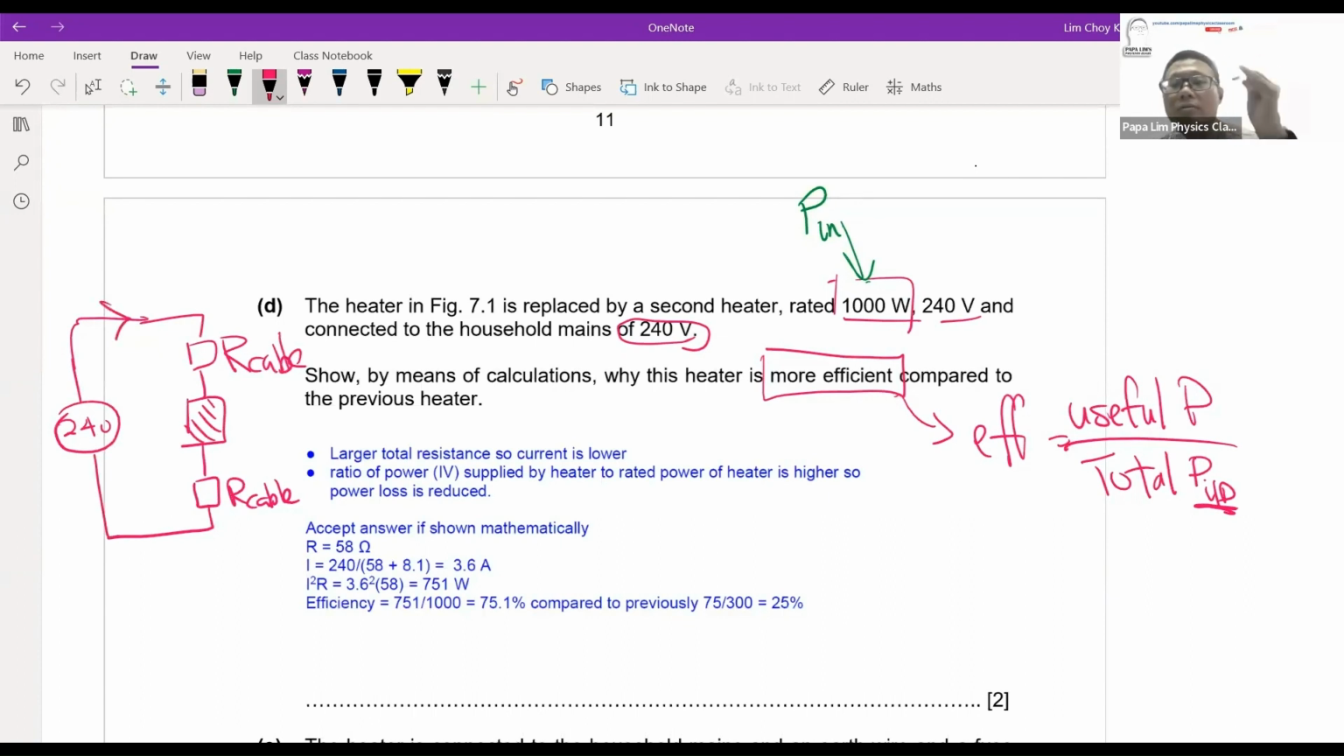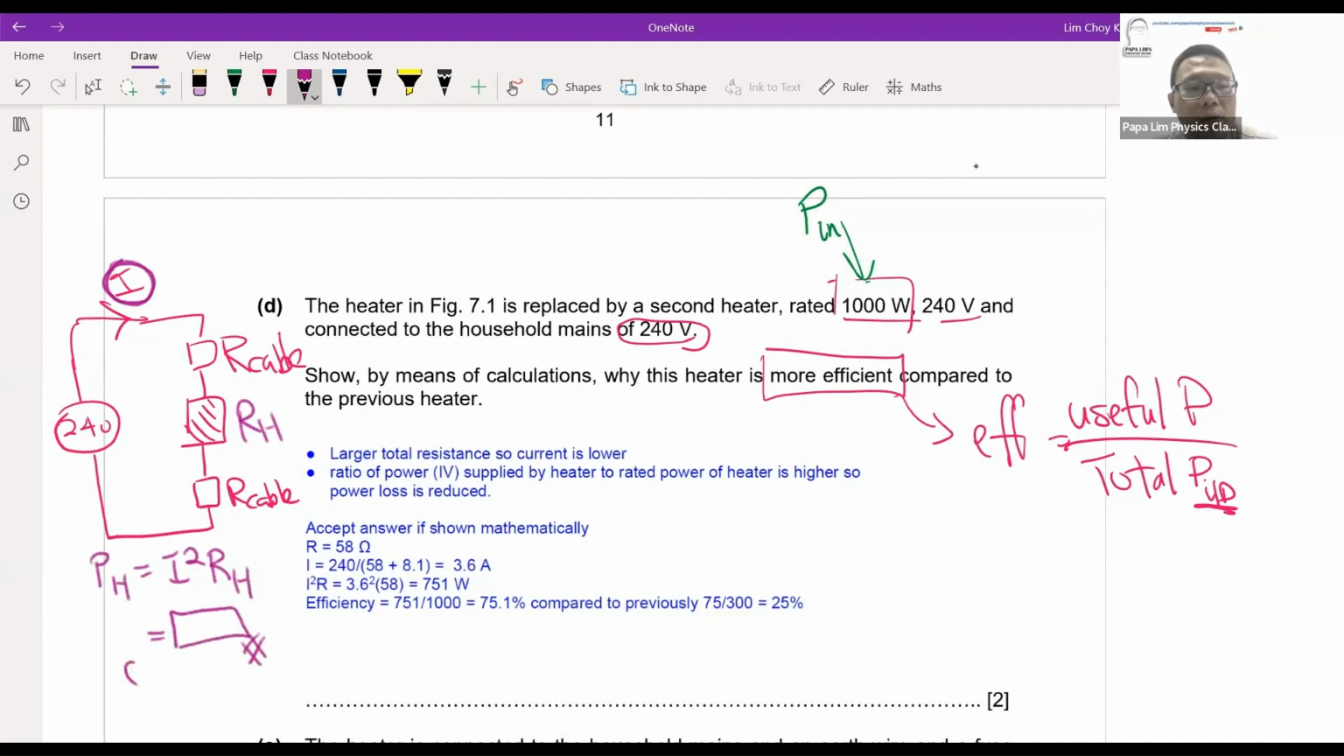So the first thing that we do, what we did in part A, is we want to identify the resistance in the heater. And from there, we continue what we did in part C. I will identify the current flowing through the circuit, because this is a series circuit again. If I have the current in the circuit, I will be able to calculate the power in the heater using the formula I squared R. So once I have the power of the heater, this value here will be what we call the useful power by this heater here.